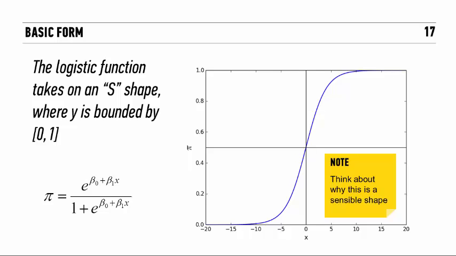What jumps out at you when you look at this shape and think about the kind of problem we're trying to solve, predicting the probability of class membership? What is it about this shape that makes it a sensible shape for a function trying to predict the probability of something occurring? Why an S shape?